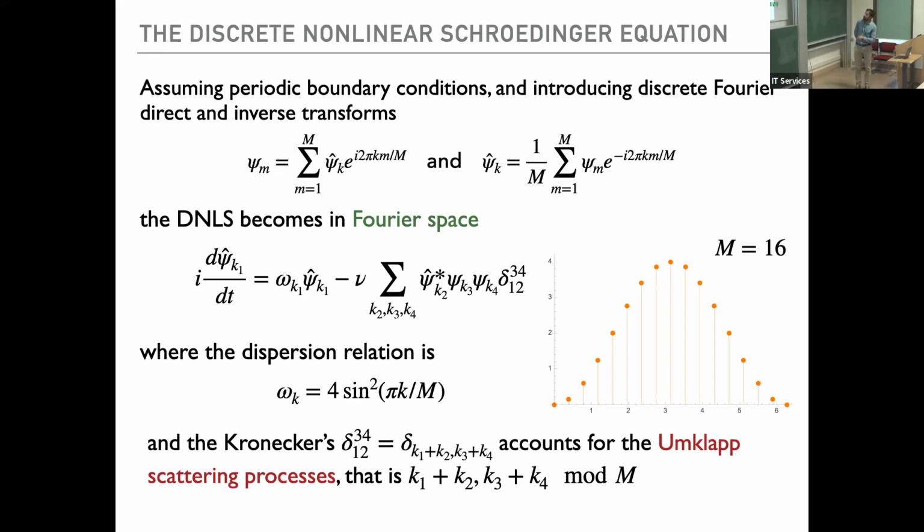And in here, I'm just showing you, for example, the wave dispersion relation for a system of 16 sites. So you see here that the wave dispersion relation versus the mode has a maximum, and then decays, and then it's periodic over 2 pi.